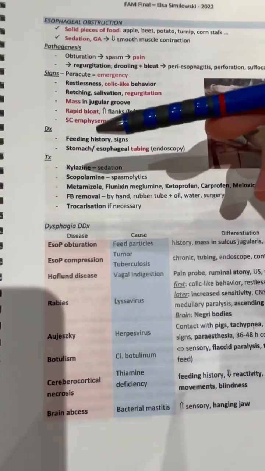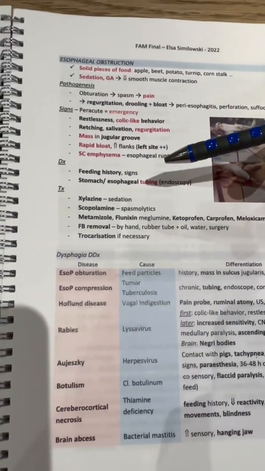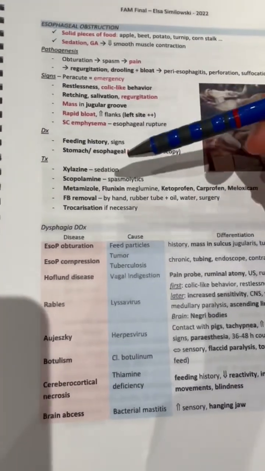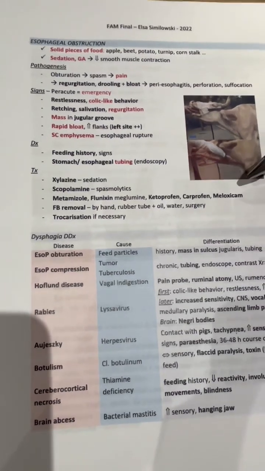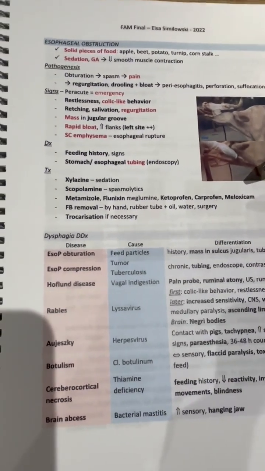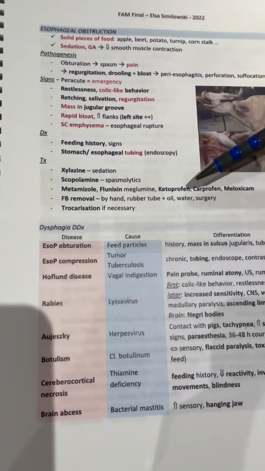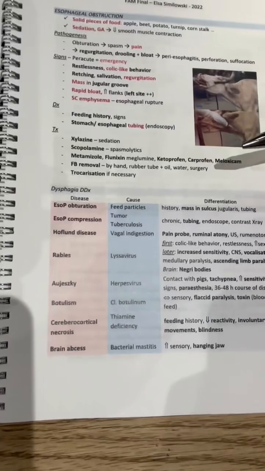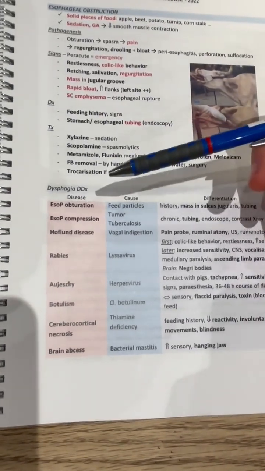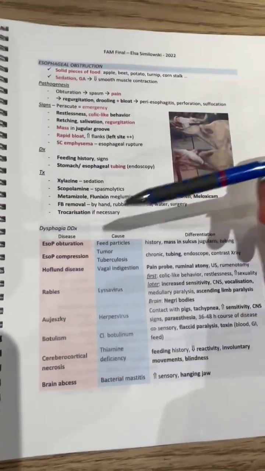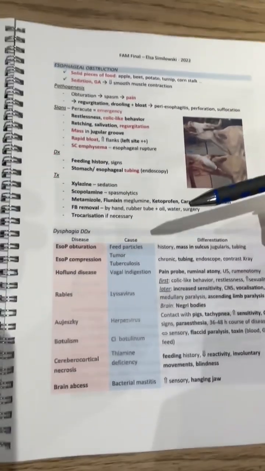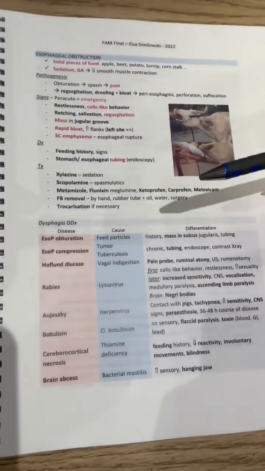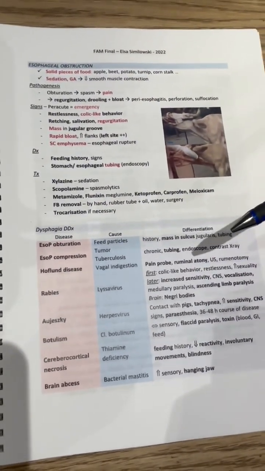For the treatment, give xylazine for sedation and scopolamine as a spasmolytic, as well as NSAIDs such as metamizole, ketoprofen, carprofen, and meloxicam. And a foreign body removal can be done by hand, a rubber tube, oil, water, or surgery. And do trocarization if necessary. And for dysphagia, it can be caused by esophageal obstruction, or esophageal compression, which is caused by a tumor, or Hoflund syndrome, which is vagal indigestion. It can be diagnosed with a pain probe and ruminal atony.